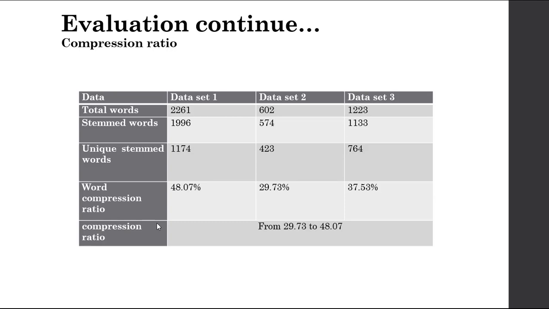We have tested using these 3 datasets. The first dataset gave us a 48.7% compression ratio, the second dataset gave us a 29.73% compression ratio, and the third dataset produced a 37.53% compression ratio. So we can conclude that in this case the Uzbek stemmer performed with a 29 to 48% compression ratio.